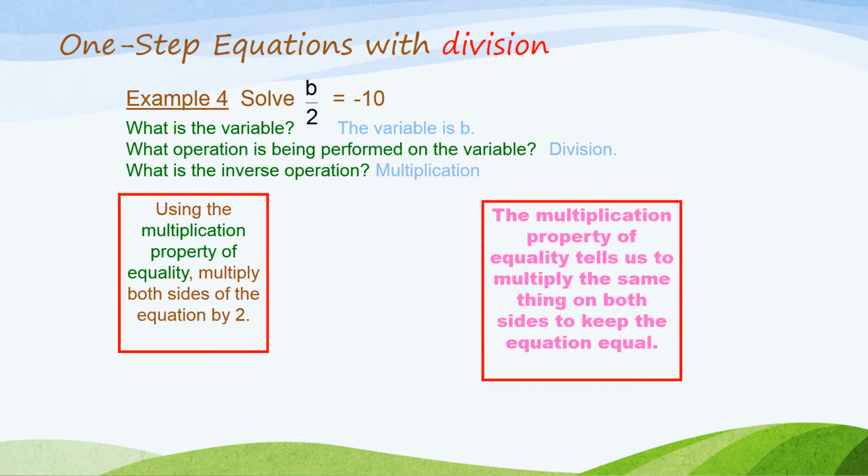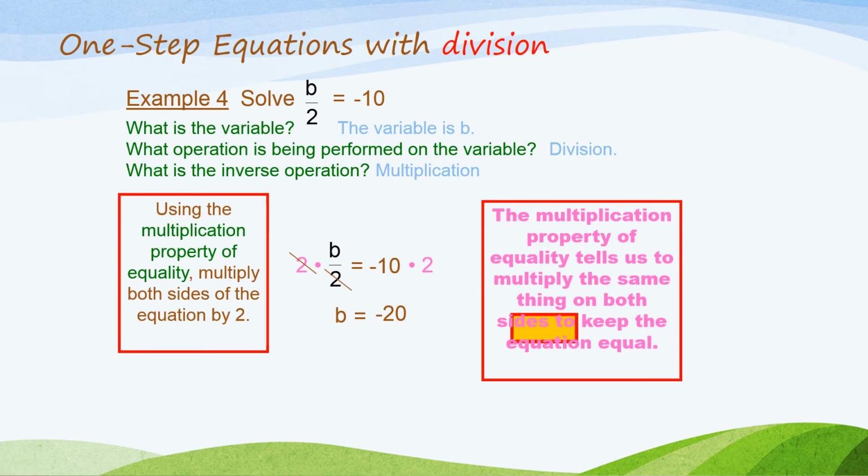Now, using the multiplication property of equality, I'm going to multiply both sides of the equation by 2. And remember, this property means we have to do the same thing on both sides to keep the equation equal, just like a balance. So I take my original equation, b over 2 equals negative 10. I'm going to multiply both sides by 2 since it is being divided. So that cancels the 2's, and I have my b alone, which equals negative 10 times 2, which is negative 20.